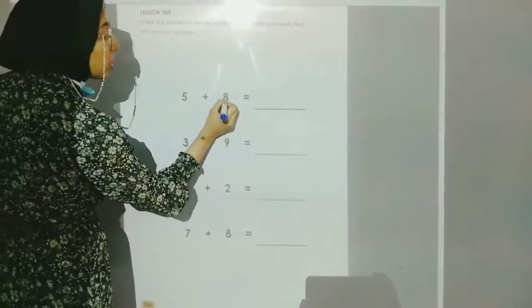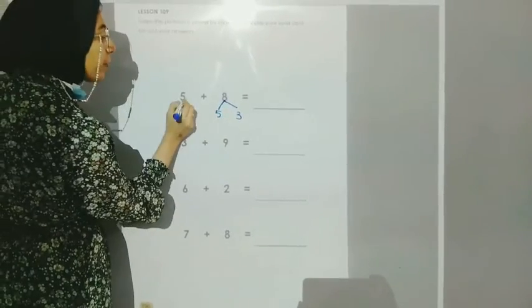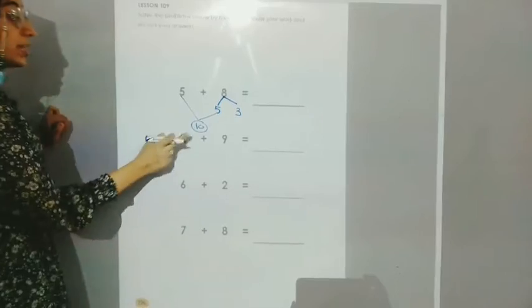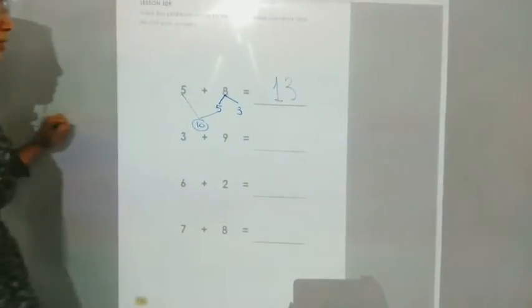So I will decompose 8 into 2 numbers. 5 and what gives you 8? 5 and 3. Then add 5 with 5. 5 with 5 will be 10, right? 10 plus 3 equals 13. So write 13. Next one.